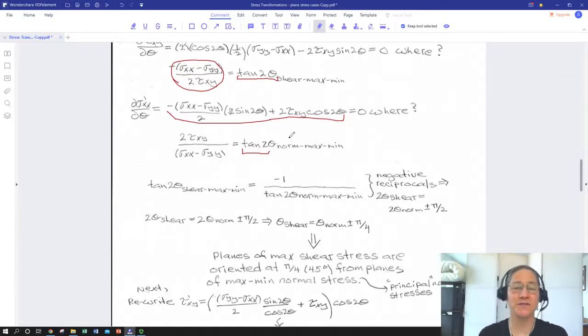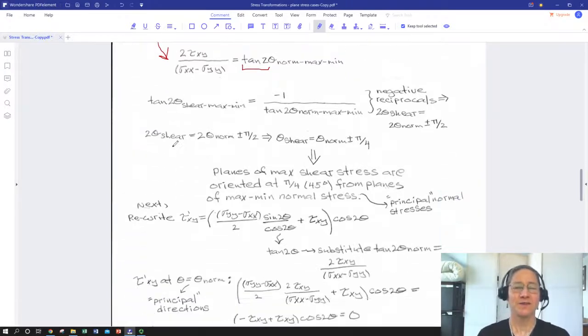Remember, first derivative is 0 just says you have a maximum or a minimum. You're going to get 2 times the applied shear stress divided by the difference in the applied normal stress in the x direction minus the applied normal stress in the y direction. These two are negative reciprocals, which is why we expressed this with a negative sign out here. So it was really easy to see that, wait a minute, just flip it and take away the negative sign.